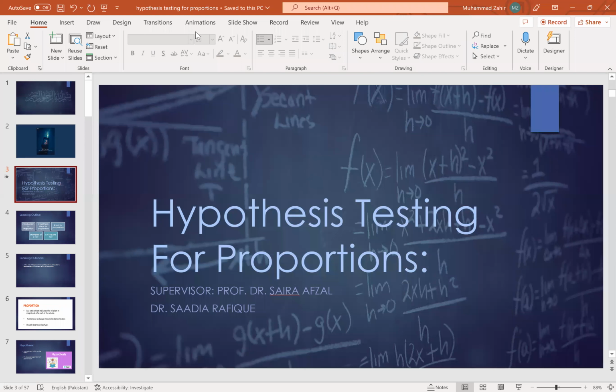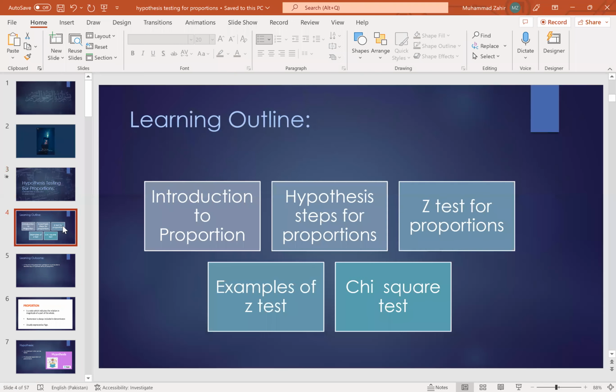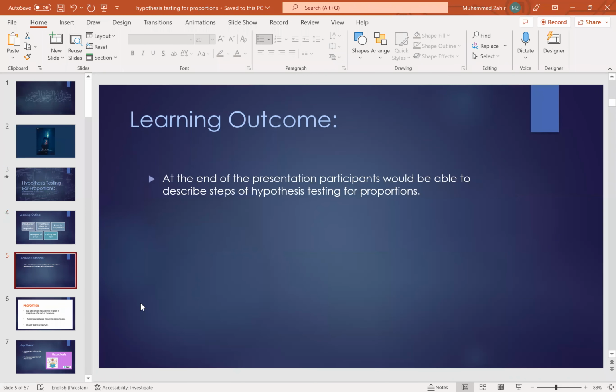Sorry for the botheration. Today, my topic of presentation is hypothesis testing for proportions. The learning outlines include introduction to proportions, hypothesis testing for proportions, z-test for proportions, examples of z-test and chi-square test. Learning outcome: at the end of this presentation, participants will be able to describe steps of hypothesis testing for proportions.